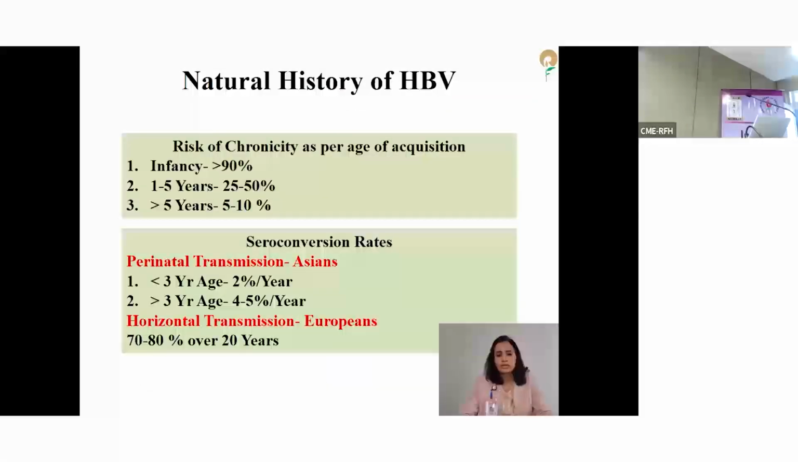And this is the natural history of hepatitis B. For those with perinatal infection, of course, the risk of chronicity is higher than for those who develop disease by horizontal transmission, and all the hemoglobinopathies will be under horizontal transmission. However, as they go, the seroconversion rates are variable. The seroconversion rates also depend on the genotype. It also depends on a lot of other factors that the child goes through.